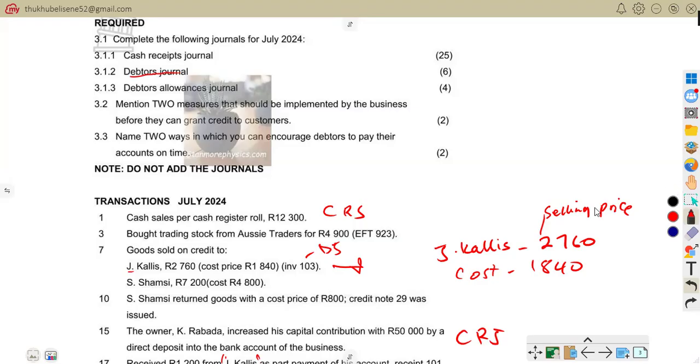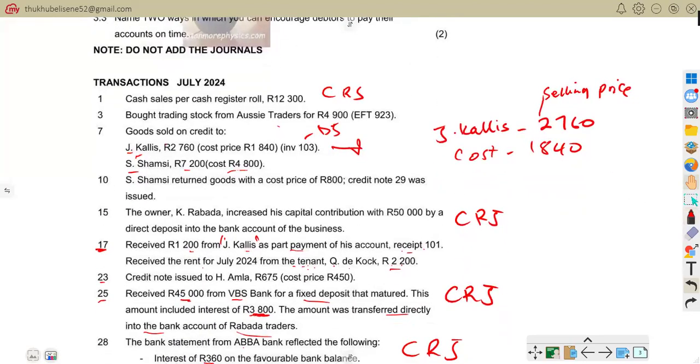Also we have now S. Shamsi, 7,200, and the cost price is 4,800. So we sold goods on credit to J. Gallis as well as S. Shamsi. So S. Shamsi, the selling price is 7,200 and the cost price is 4,800. So now we are going to say for S. Shamsi, how much is it?